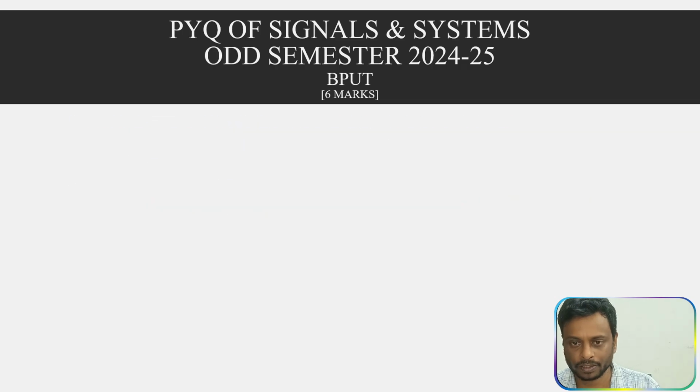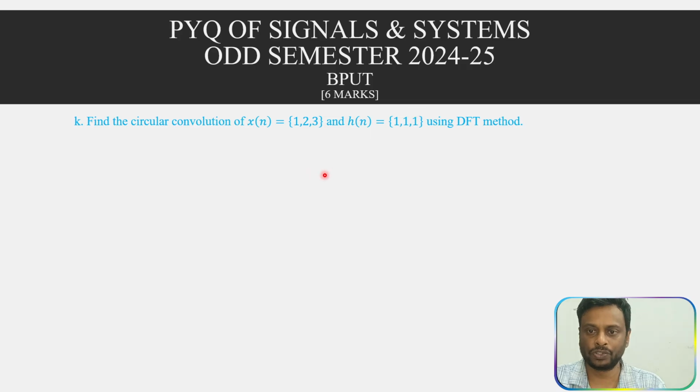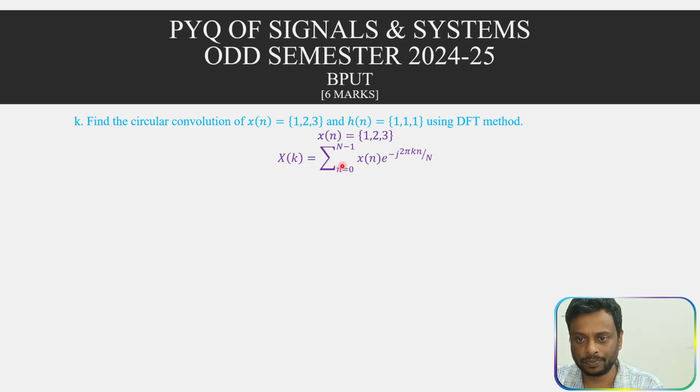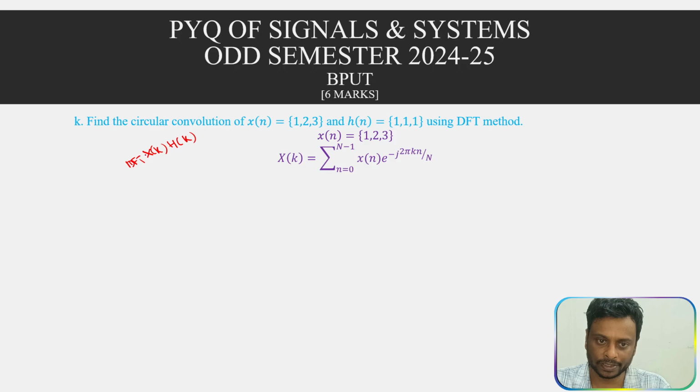Okay. Third question is to find the circular convolution of these two by using the DFT method, discrete Fourier transform method. So x of n equal to 1, 2, 3 and h of n equal to this one. So first find out x of k. What is the formula for finding the circular convolution? First find x of k, then find h of k, then take the IDFT of this. That will be our circular convolution, that is our y of n.